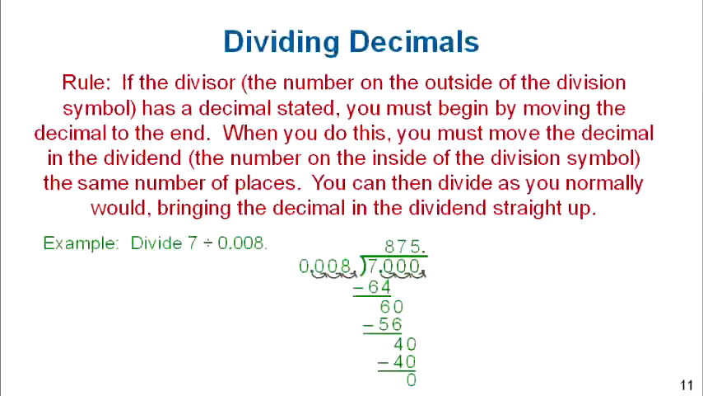Note that I put the 8 above the first 0 because the first 0 was the last digit I needed to start the division. To see why this rule works for this example, note that this problem is equivalent to the one you see here.